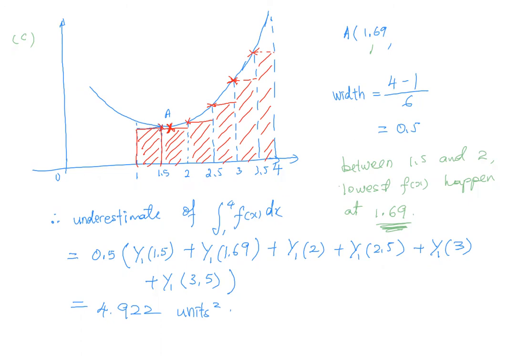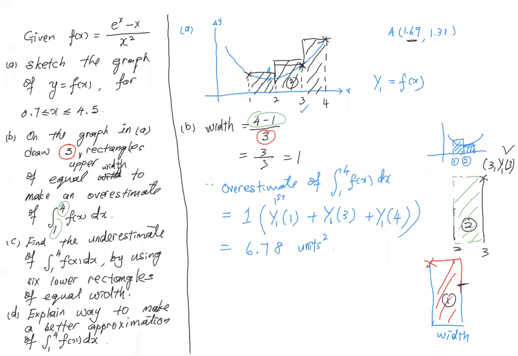So today I purposely said this so that you cover everything already. So one question, 10 marks for your SAT 3. You see? Relax. Okay, let's go to part D, the last part. Part D, they say explain a way to make a better approximation of this.